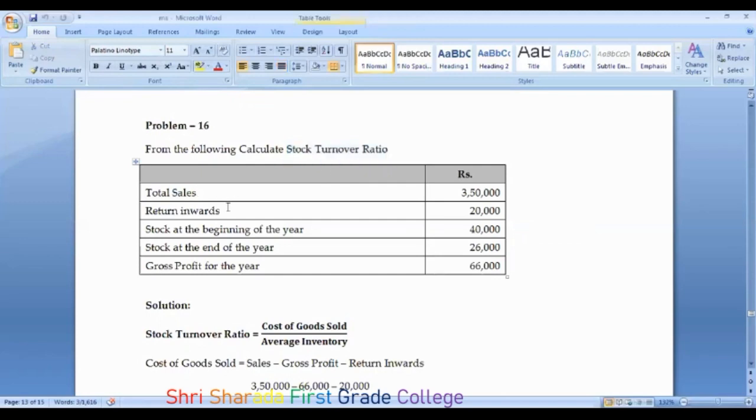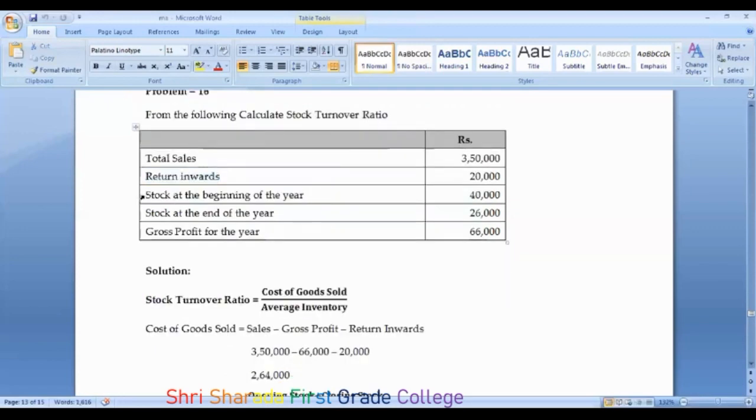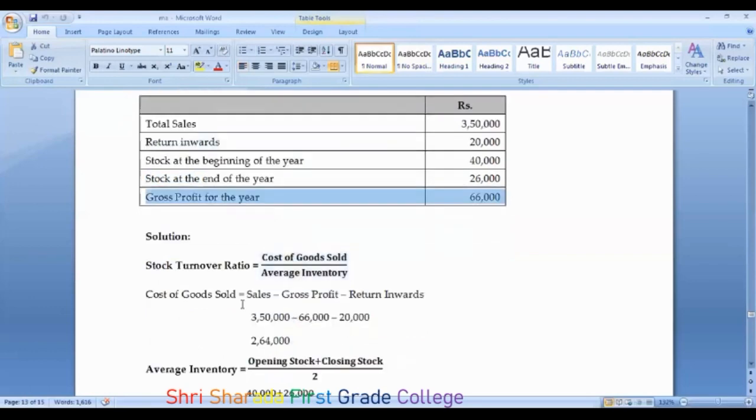Total sales is given, and returns inwards is nothing but the sales returns, so sales returns should be deducted: 3,50,000 minus 20,000. Stock at the beginning of the year and stock at the end of the year are given. These two are the information for finding the average inventory. There is also a gross profit for the year of 66,000. So what do we need here? The stock turnover ratio considers the cost of goods sold.